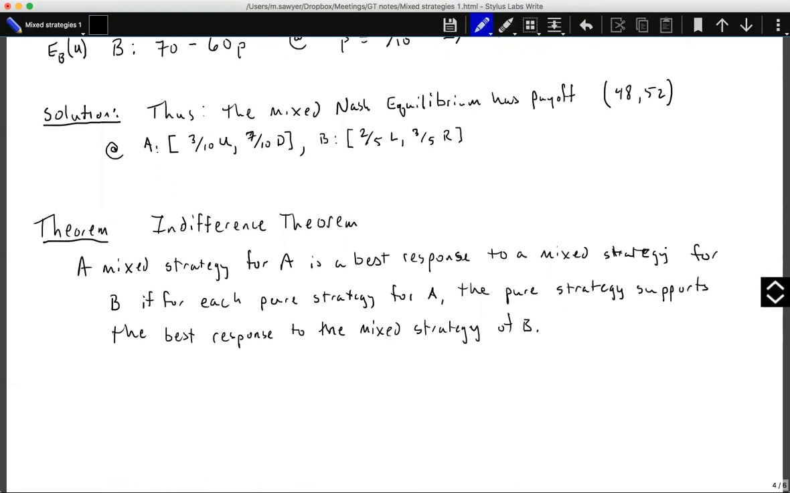And the indifference theorem says that a mixed strategy for player A is a best response to the mixed strategy for player B if each pure strategy for A, each pure strategy in the support, is a best response to the mixed strategy for B. And here the idea of support means that the intersection point on the graph is that pure strategy, that intersection point is the best point on the graph.